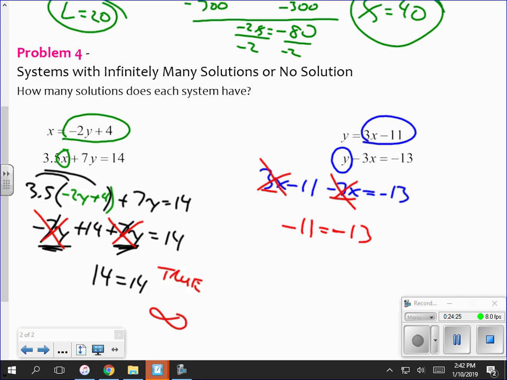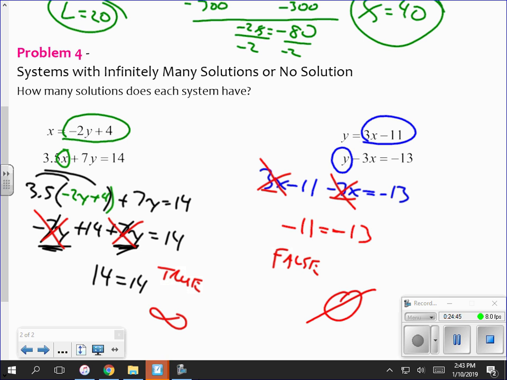Is this a true statement? Does negative 11 equal negative 13? This is not a true statement. This is a false statement, which means that I have no solution. Those two lines do not cross each other anywhere.